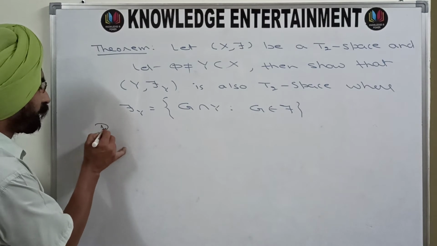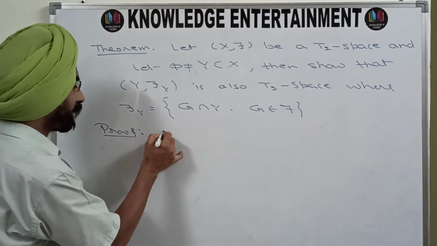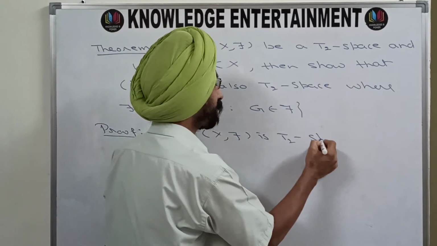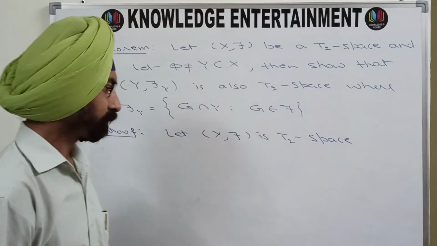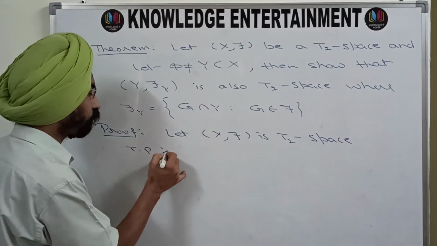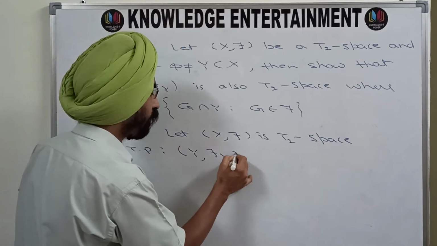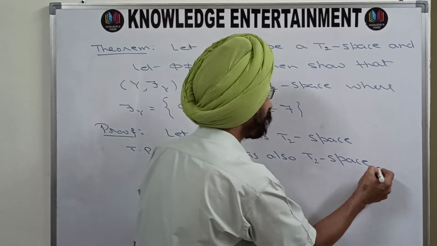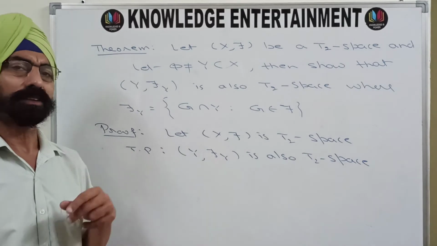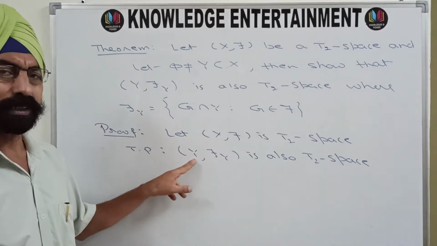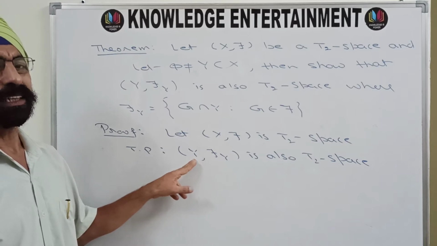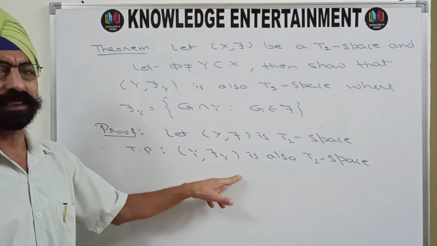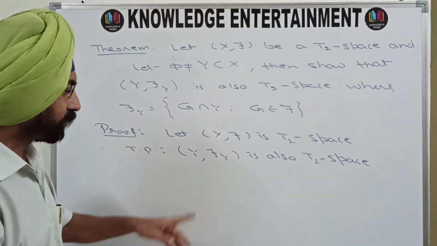So I am going to start the proof now. We are given that X tau is a T2 space. This is given to us. And what are we to prove? To prove Y tau Y is also a T2 space. This we want to prove. To prove this, what are we to do? We will take two elements from Y and we will find two tau Y open sets containing each of them such that their intersection is phi. That means the open sets are disjoint. So we'll start from here.